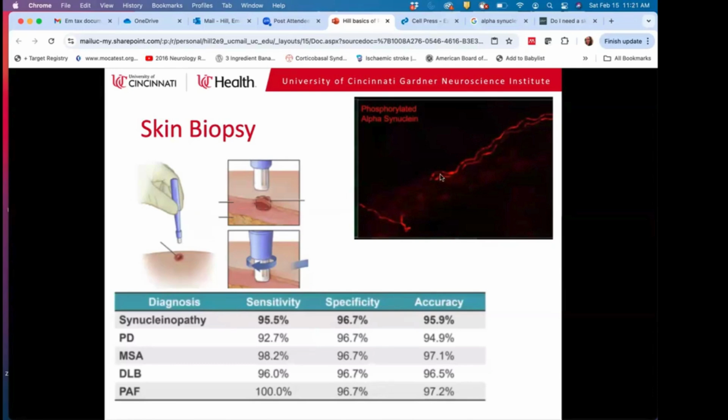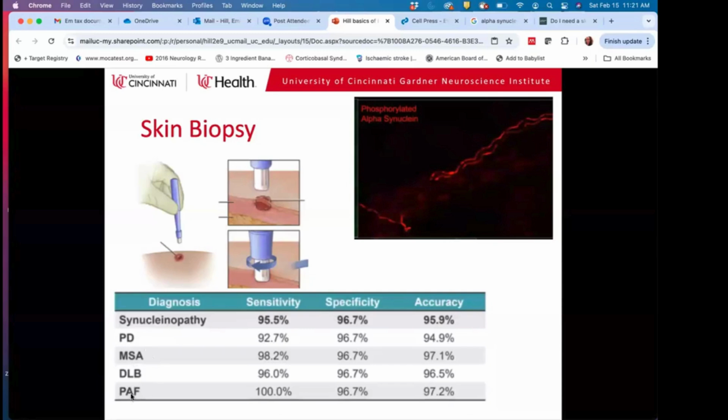So this is a picture of a microscope picture, I guess, that shows the alpha-synuclein in the skin. It's a small sample. We take 3 samples, but it's pretty small. It's like they say a pencil eraser, but it's even smaller than that, really. And so we take 3 of those, and you see here the numbers. They're quite accurate for the Parkinson's disease, and then the cousins of Parkinson's that involve alpha-synuclein.